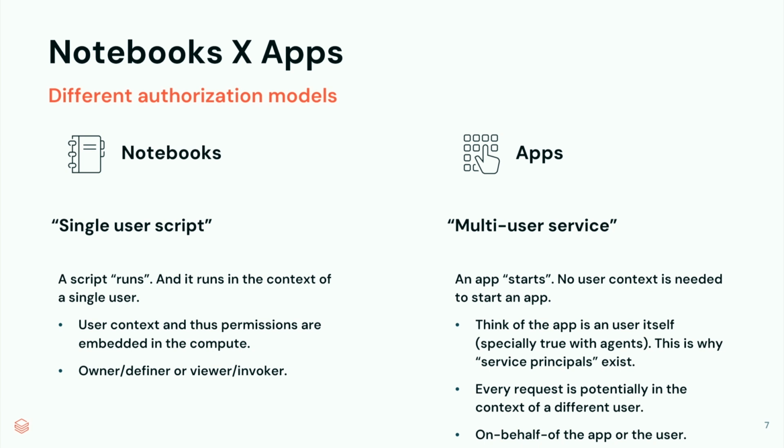So, just a little summary here. Notebooks are single user. Notebooks just run. An app doesn't run, an app starts. And then once it starts getting requests, that's when you need to write code to decide: I'm going to use the app authorization or the end user authorization.